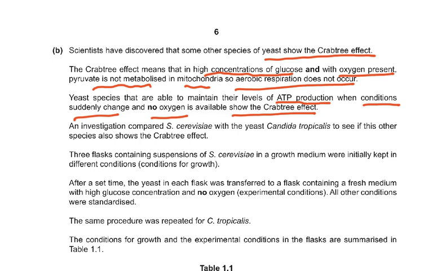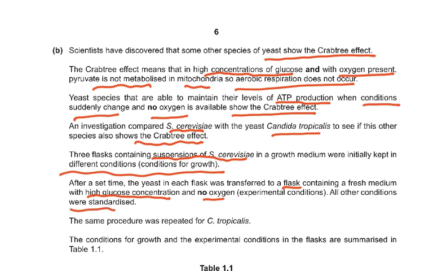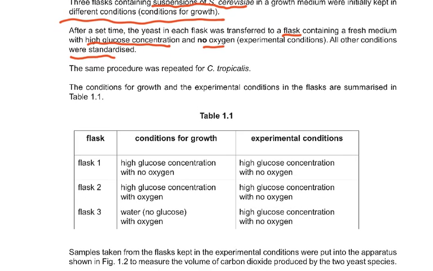An investigation compared S. cerevisiae and the yeast Candida tropicalis to see if this other species also shows the Crabtree effect. Three flasks containing suspensions of yeast were initially kept in different conditions for growth. After a set time, the yeast in each flask was transferred to a flask containing a fresh medium with high glucose concentration and no oxygen. All other conditions were standardized. The same procedure was repeated for C. tropicalis. The conditions for growth and the experimental conditions in the flask are summarized in table 1.1.